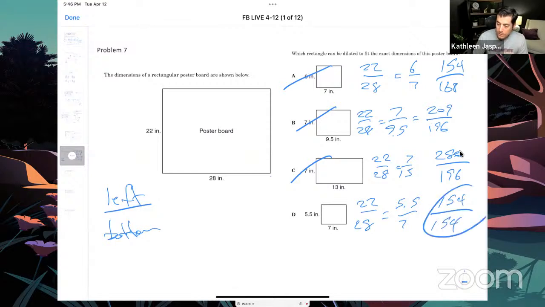That equals each other, right? 154 over 154 are the same. So D is the correct answer. What you've done is you've just done the proportion. If you stretch out D proportionally, however many wide as there is width, or sorry, length, then you will eventually get to this exact dimension here of 22 inches by 28 inches. Okay, so it's all about setting up that proportion.